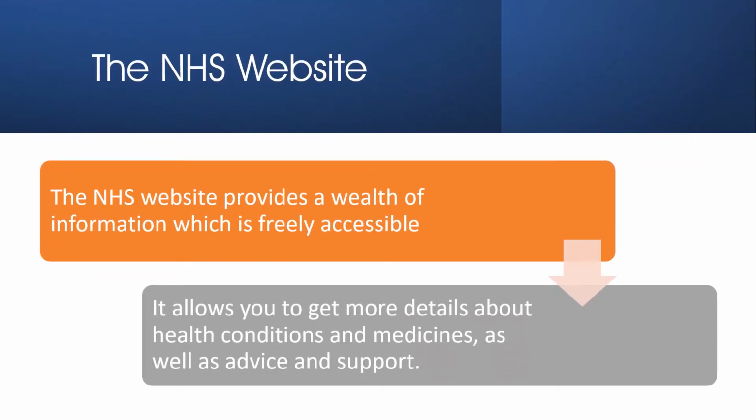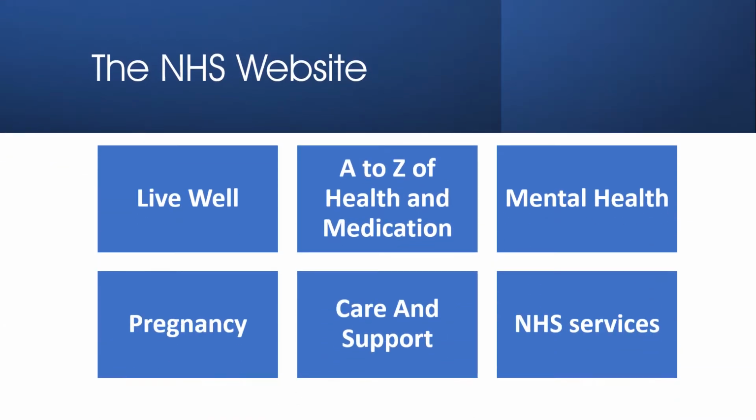First of all, the website. The NHS website provides a wealth of information which is freely accessible. It allows you to get more details about health conditions, medicines, as well as advice and support. The website is broken down into 6 sections: Live Well, A to Z of health and medication, mental health, pregnancy, care and support, and then NHS Services.